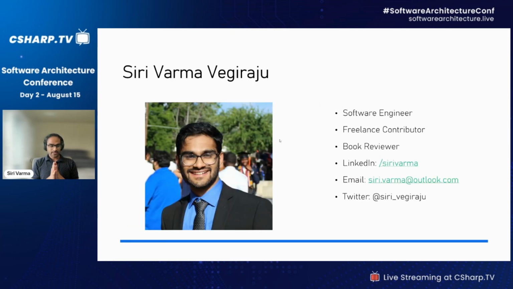Before we deep dive, a little bit about myself. I am Sirivarma Vegiraju, a software engineer at Microsoft, previously at Oracle. In my free time, I love to contribute to open source, and I'm an avid hiker. Currently, I live in Seattle, and Seattle summers are the best, and a hike on a weekend is what makes it more amazing. I also love to review books, and this is my LinkedIn, email, and Twitter.